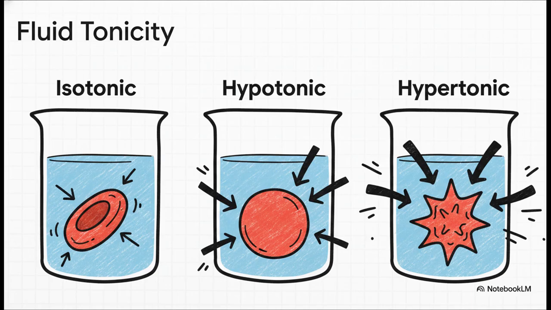An isotonic solution has the same concentration as our body fluids, so it doesn't really change the cell size. A hypotonic solution is more watery or dilute than our cells, so it causes water to rush in and make cells swell up. And a hypertonic solution is more concentrated, so it pulls water out of cells, making them shrink. It all comes back to osmosis.